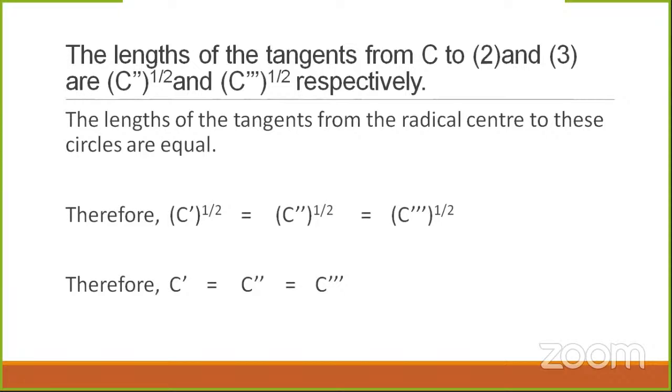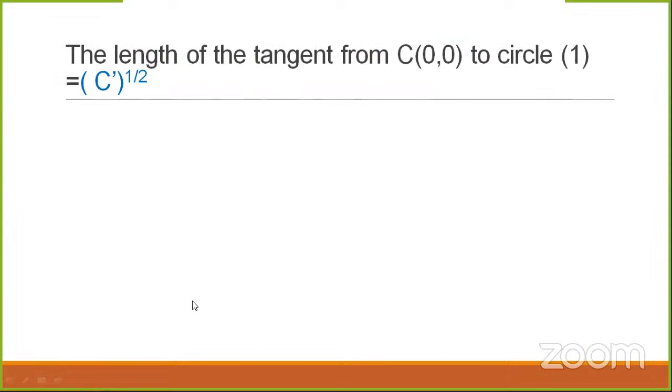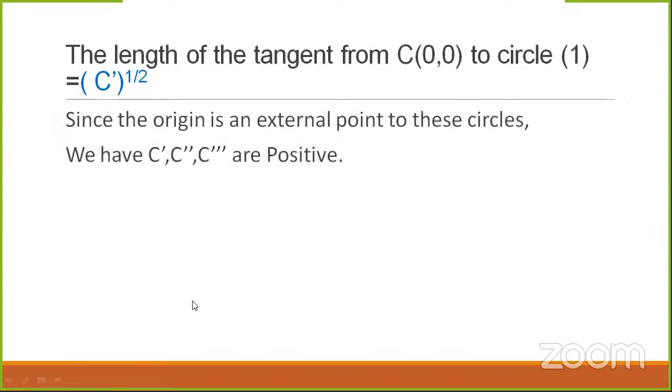Dear children, our circle is centered at origin and the radius is the length of the tangent. You can take any of these as the radius. All these values are one and the same. Let us take c dash as the radius and 0, 0 as the center. What will be the relation, children? Here we have a conclusion that c dash, c double dash and c triple dash are drawn from an external point. Therefore, under root these values are positive.